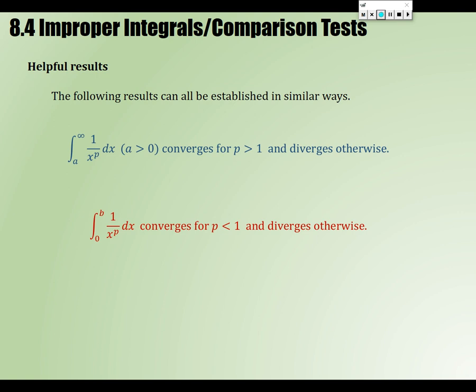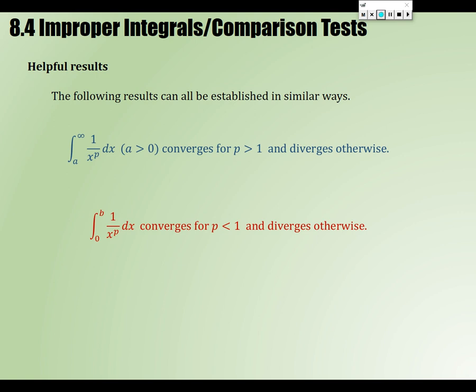But take the time to focus on this second one and figure out why this is even an improper integral, first of all. Why is this an improper integral? There's no infinity there. What's going on? Okay, yeah, we've got the vertical asymptote case. So we have kind of the same situation.